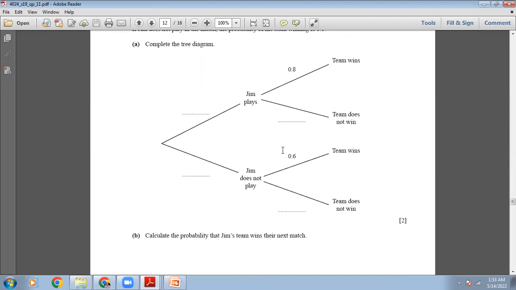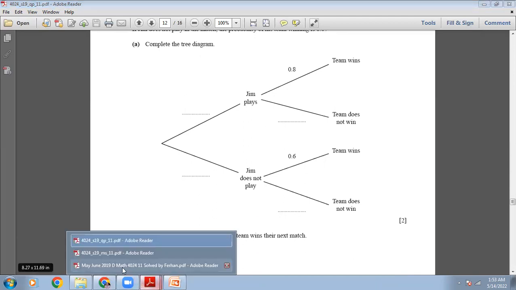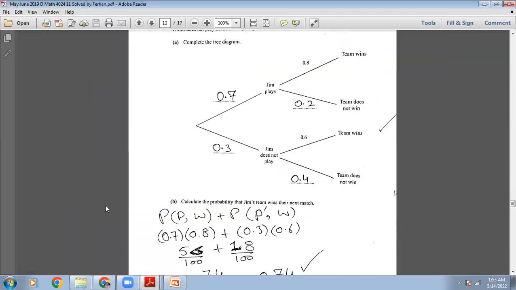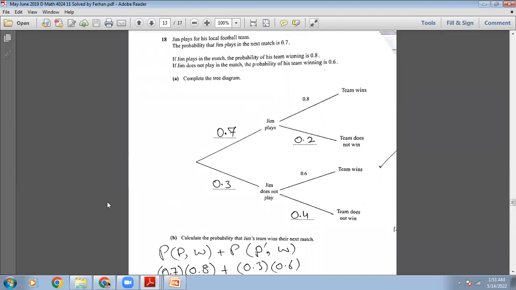So this is a 3-mark question. This is how it is completed. So let me show you. I have done this. Jim plays 0.7. Jim does not play 0.3. Jim plays and the team wins 0.8. Jim plays and the team does not win will be 0.2. Jim does not play, team wins 0.6, and Jim does not play, team does not win 0.4.